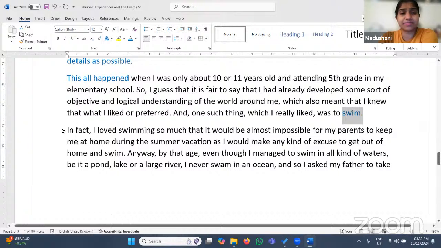In fact, see how she's starting the story? In fact, I loved swimming so much that it would be almost impossible for my parents to keep me at home during the summer vacation, as I would make any kind of excuse to get out of home and swim.